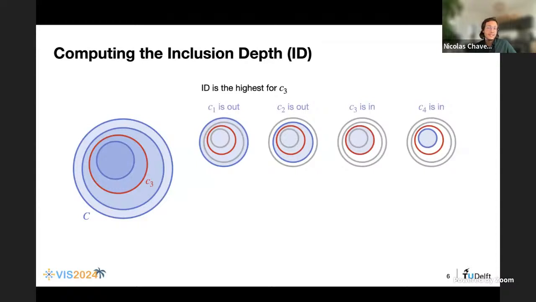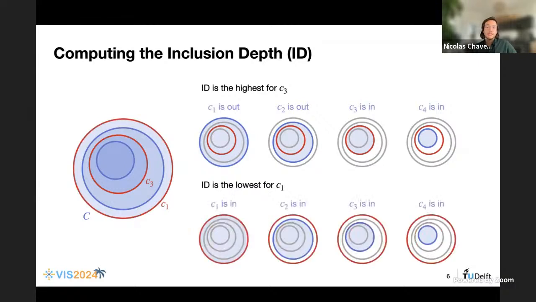C3 is the contour that attains the highest depth, and this is intuitive, same as in the example before, because it is located towards the middle of the ensemble. Now, on the other side, we have C1, which will attain the lowest depth. Visually, that is because if we do the counting of inside-outside relationships, C1 contains every contour in the ensemble.